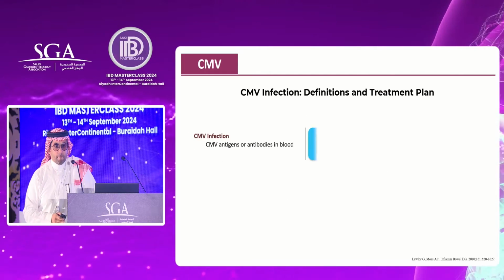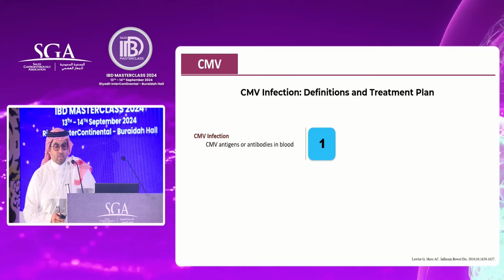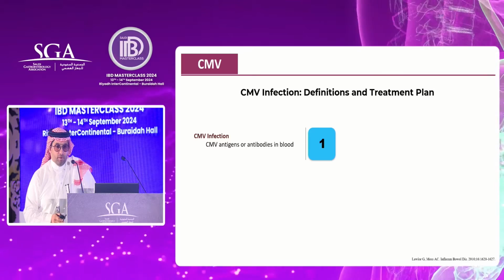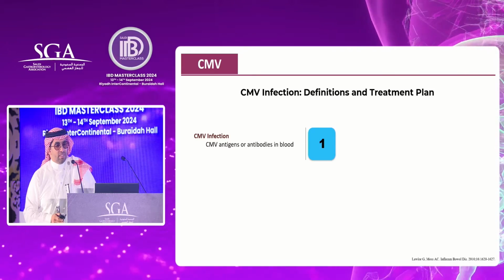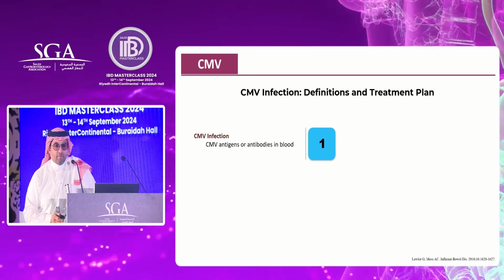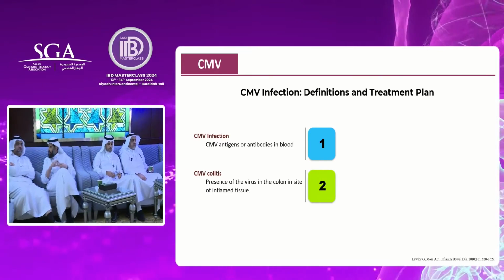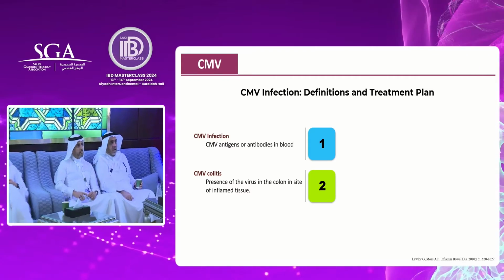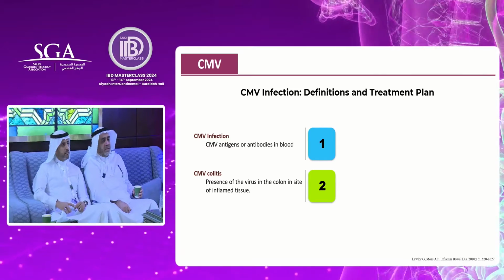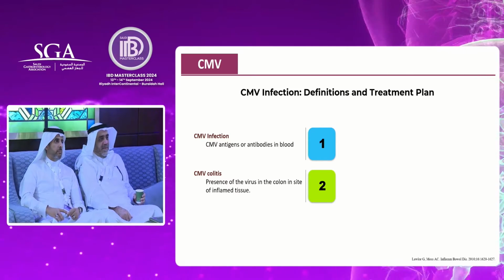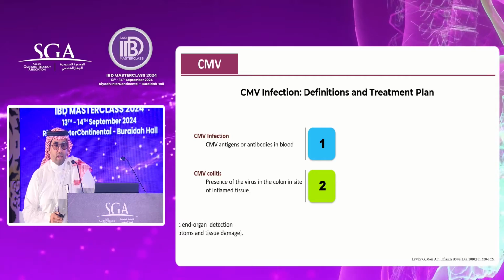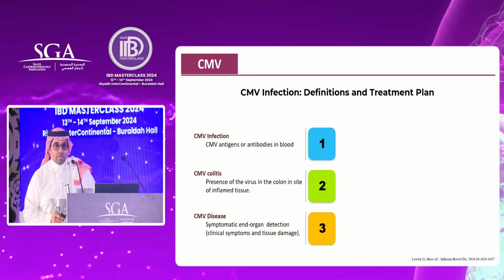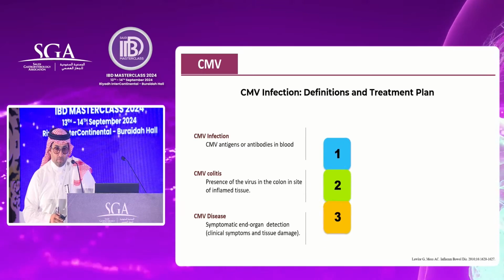So regarding CMV infection, there are 3 clinical spectrums of CMV. CMV infection, that means the presence of CMV antigen or antibody in the blood. CMV colitis, that means the presence of the virus in the colon inside the inflamed tissue without damaging the tissue, and this is what we call the innocent bystander. And the last one is CMV disease: symptomatic end organ detection, clinical symptoms, and tissue damage.